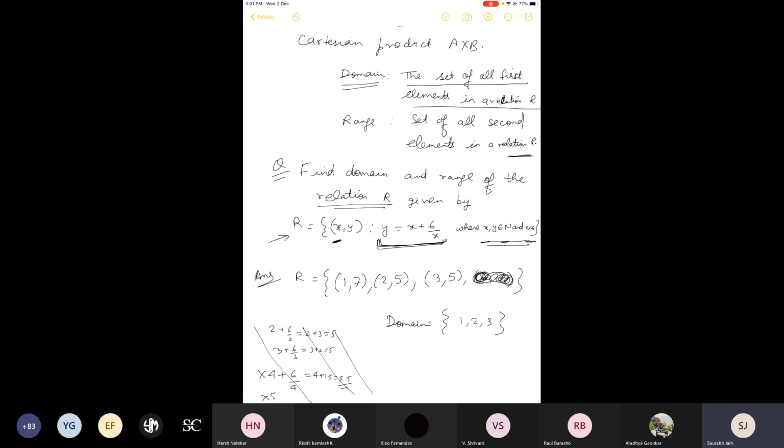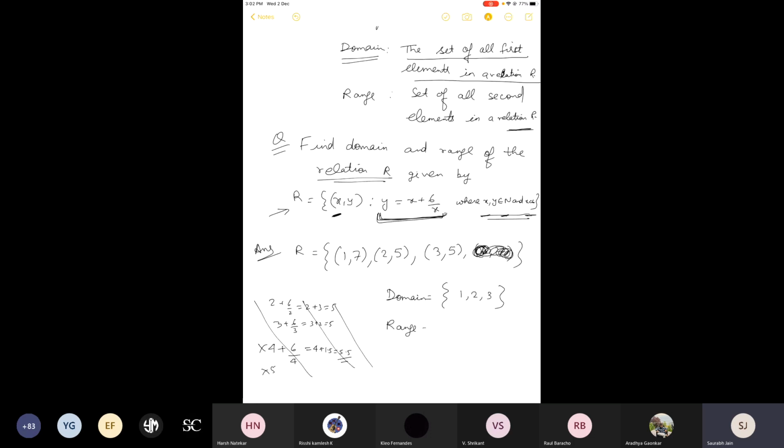What about range? Who will tell me what is the range? So 7 comma 5. Yes. Either you write 7 comma 5 or you write 5 comma 7. It is one and the same thing. Because what is range? Set of all second elements in the relation R. Domain and range is the simplest thing to do in relation. You just get the relation, and domain and range is easy.